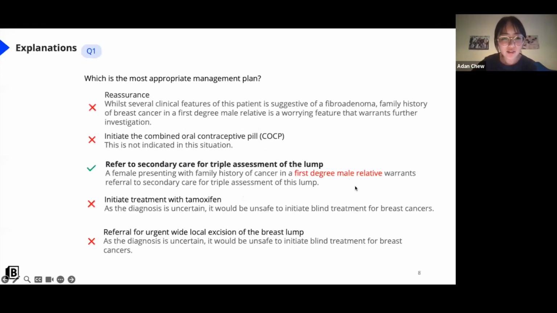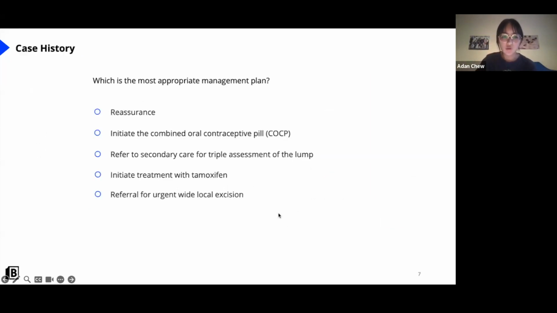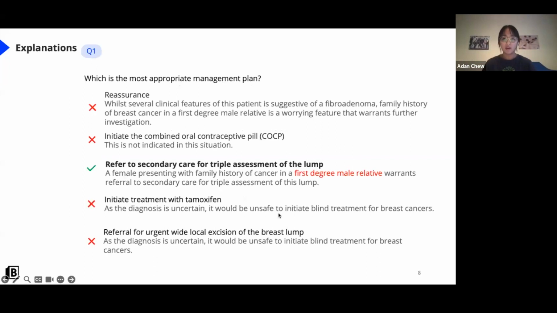All right, so the correct answer is refer her to secondary care for triple assessment of the breast lump. Well done to whoever got it right. Because her father has had breast cancer, that would warrant a red flag, which would trigger a referral to a 2-week wait suspected breast cancer clinic. All the other options are reasonable, but they probably wouldn't be the safest options. The first one, reassurance, because it does sound like a fibroadenoma with the history, but because she's got a family history of breast cancer, the safest thing to do would be to refer her on.